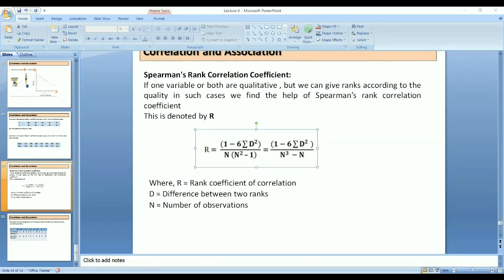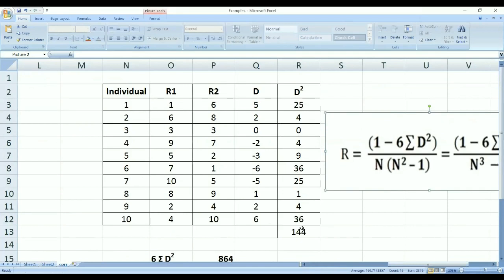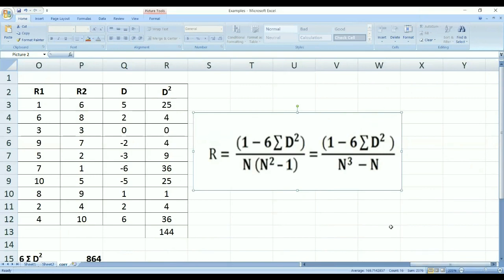Are you able to see the screen on the Excel sheet? No, ma'am. Now? Yes, ma'am. Okay, so try to solve this. We have R1, R2, and this is the number of individuals. First you calculate the difference between the two variables, and D square. There is not much calculation in this. We just want to calculate the D square, and we have to substitute all the answers in the formula.